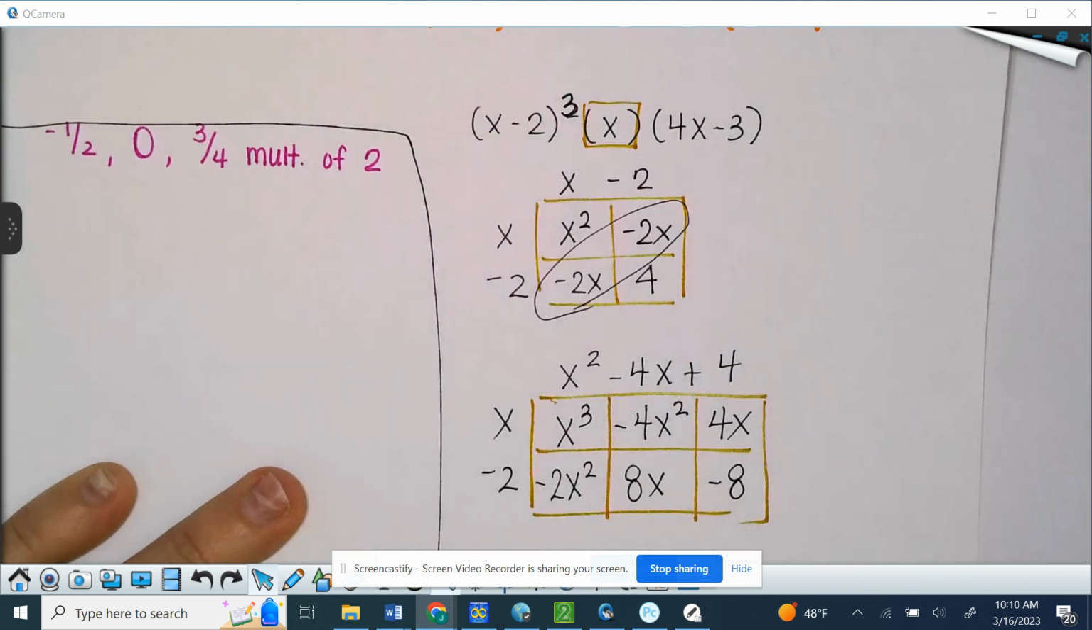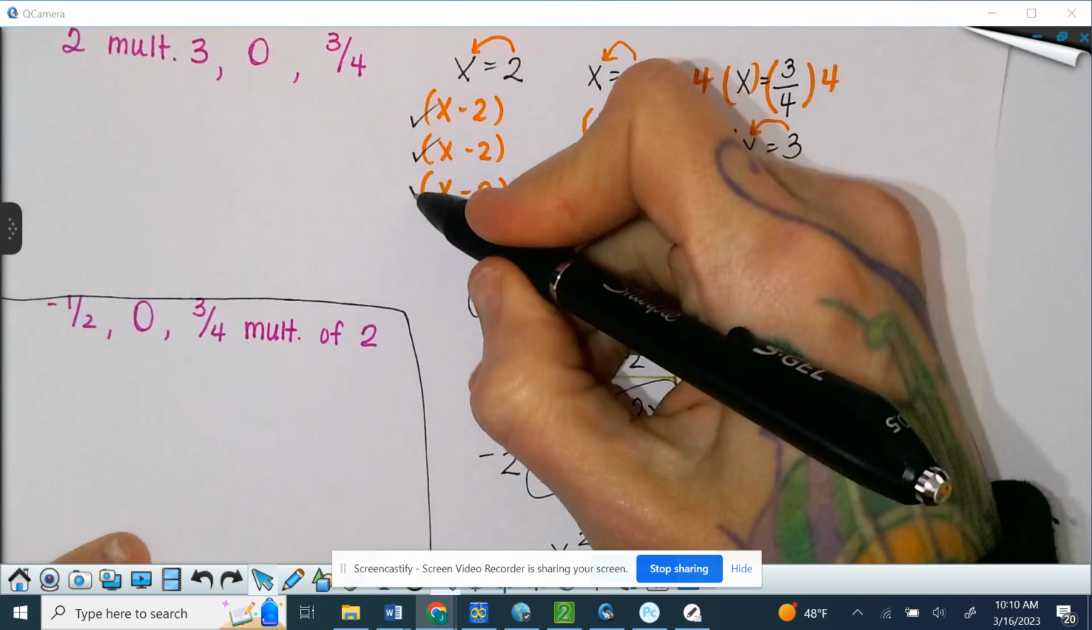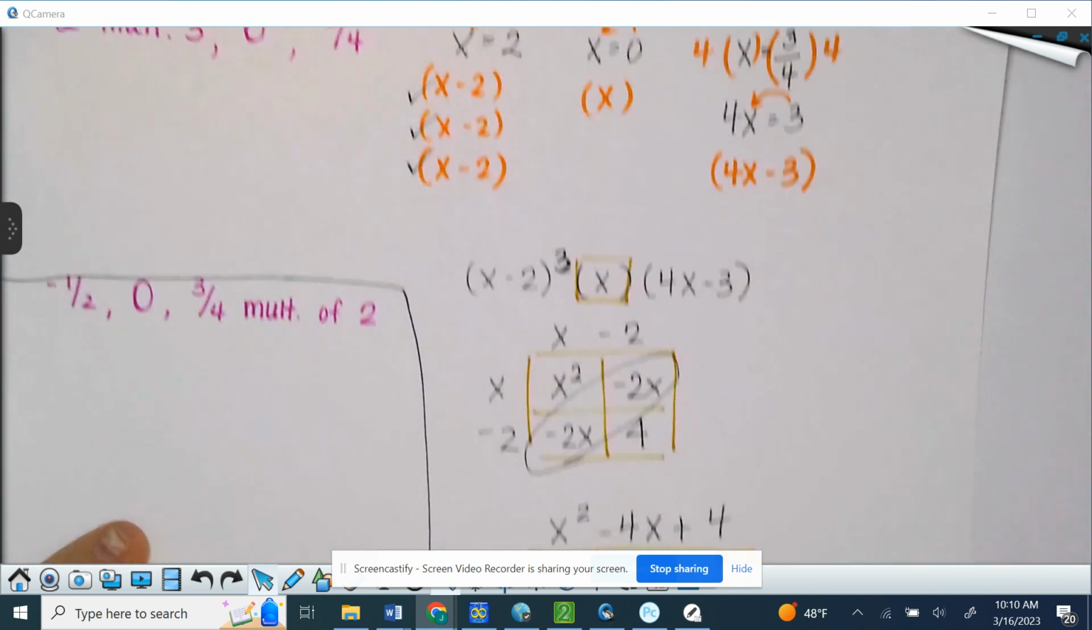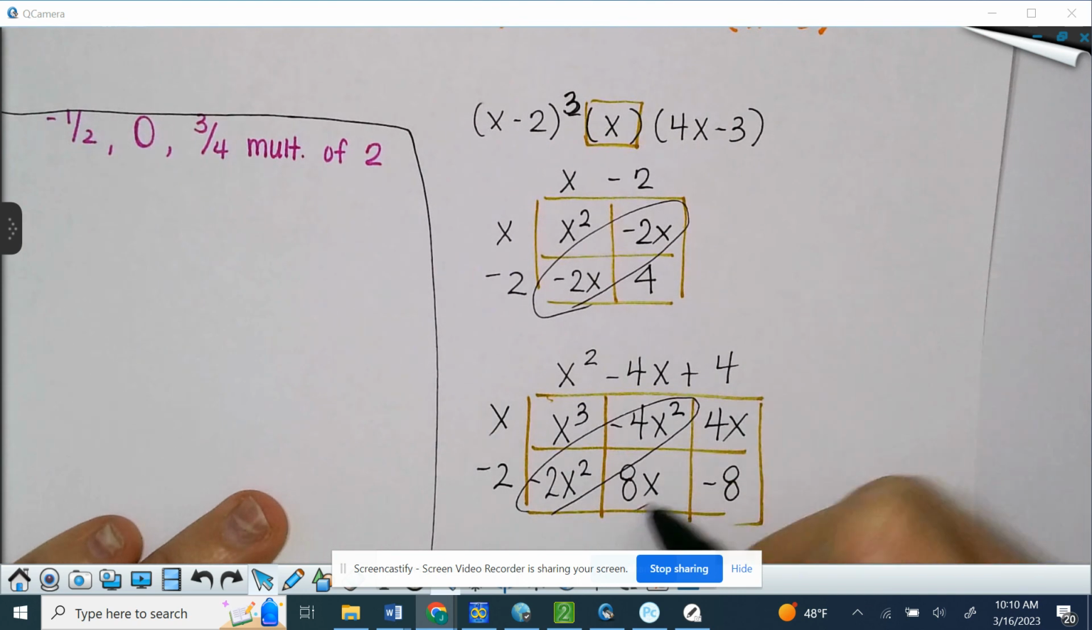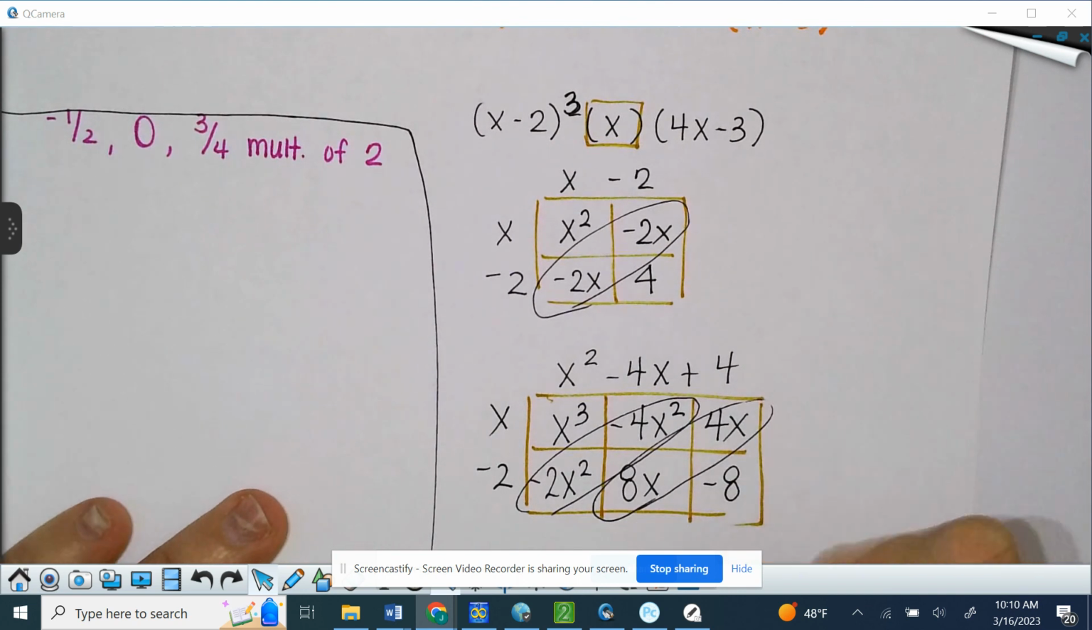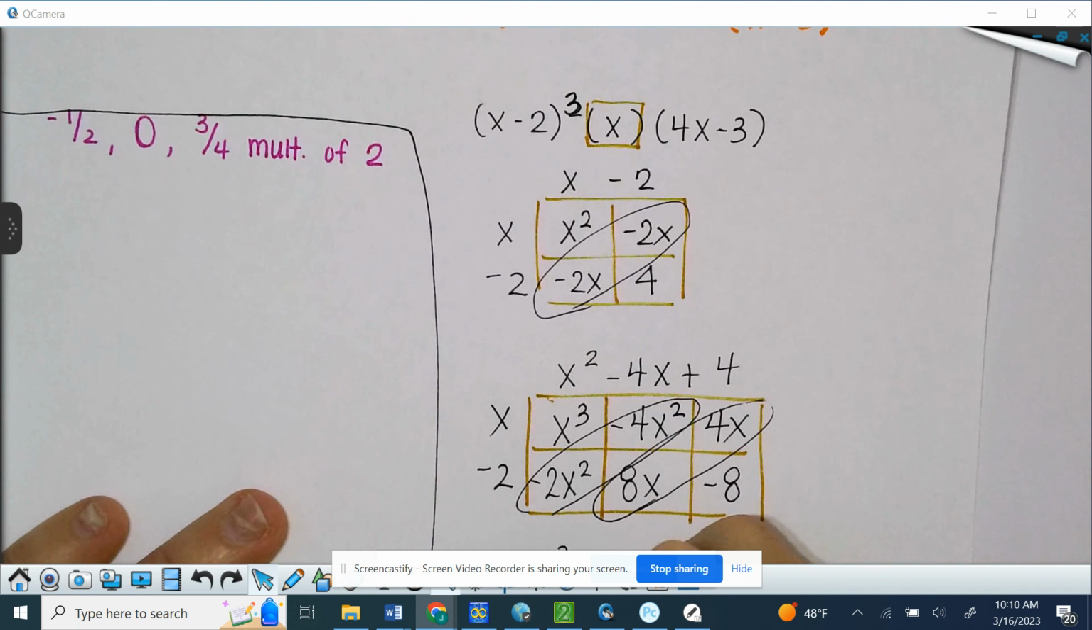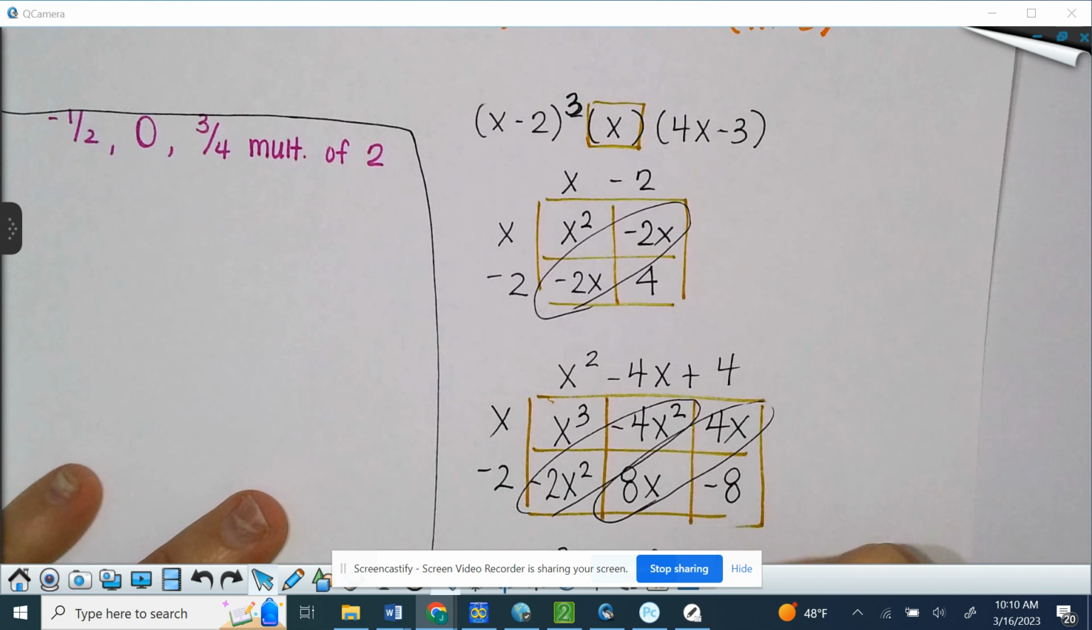Now we can go check that guy off. So that's the third one. We're done with it. We're going to clean up in our box any like terms. So these guys are like terms. These guys are like terms. So I end up with x cubed minus 6x squared plus 12x minus 8. And I was slowing down just to make sure that I didn't make a big mess.